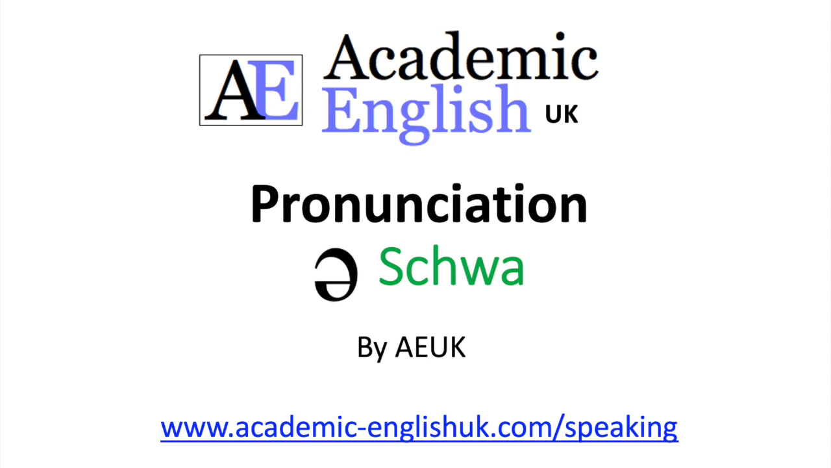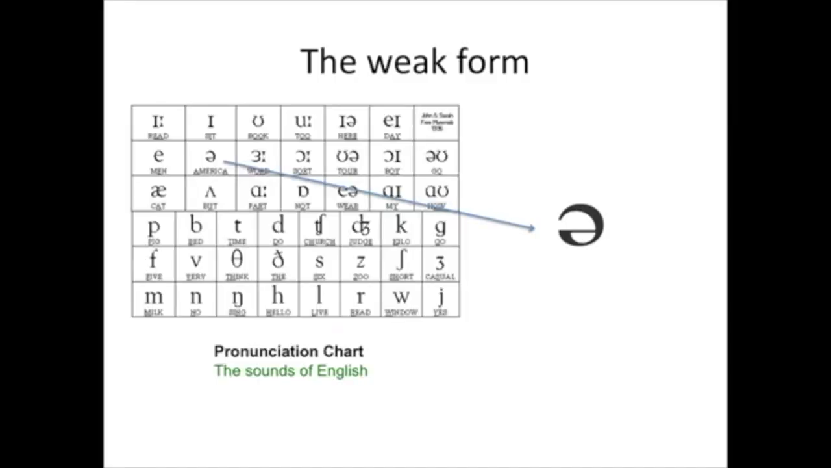Today's class is pronunciation, weak form, the schwa. Here is a pronunciation chart with all the sounds of English. And today we're looking at the schwa, this symbol, and the key word is America. America. And the individual sound is: America.